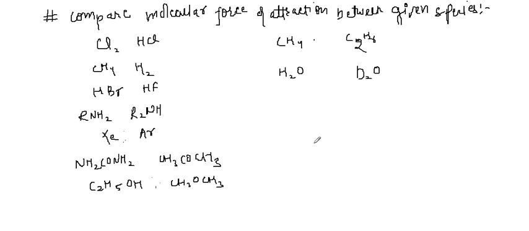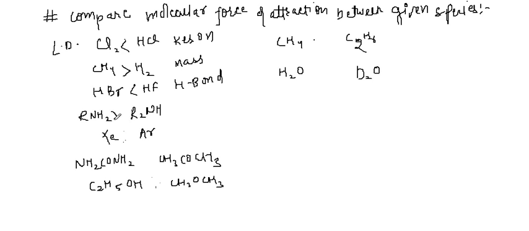So now let's talk about it. If we compare Cl2 and HCl, here we have London forces and there we have Keesom forces. We know Keesom force is greater than London force. Where we have the same type of force of attraction, we will compare according to their mass. Now, if we talk about HBr and HF, HF dominates because there is hydrogen bonding.